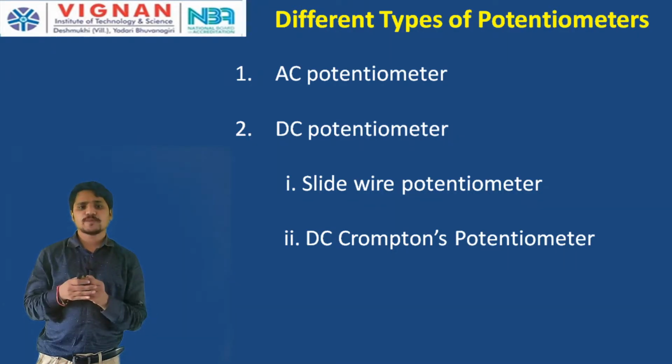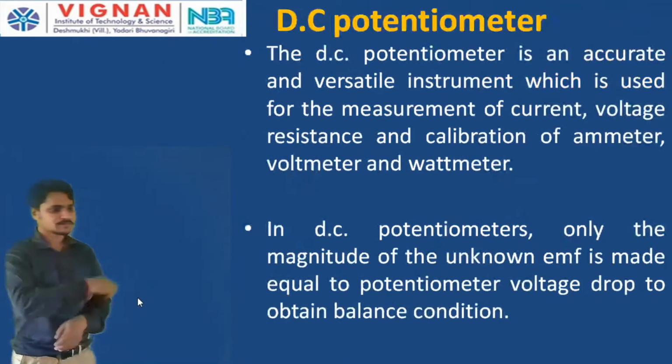Again, this DC potentiometer, to understand this, I am taking first the slide wire potentiometer. So what is the operation and what is the principle of operation of this slide wire potentiometer? How will it be constructed? Okay. Next we will discuss the DC Crompton's potentiometer. So what is the disadvantage of this slide wire potentiometer? Why are we going for the DC Crompton's potentiometer? We will see one by one.